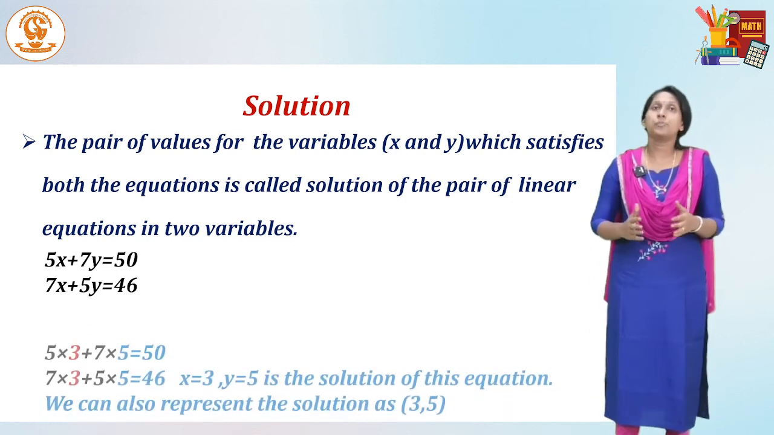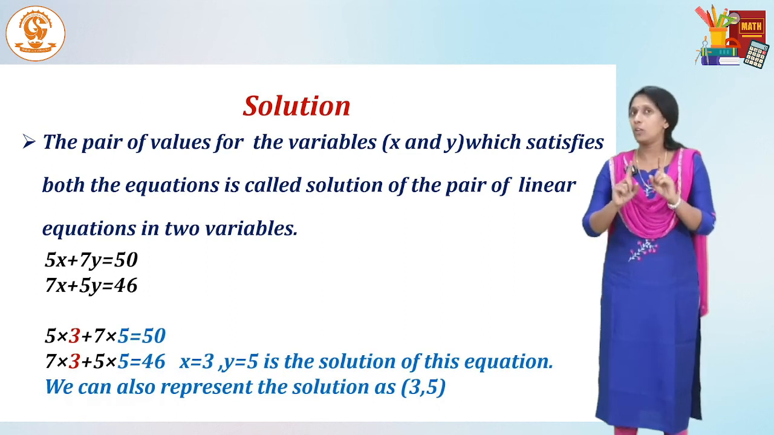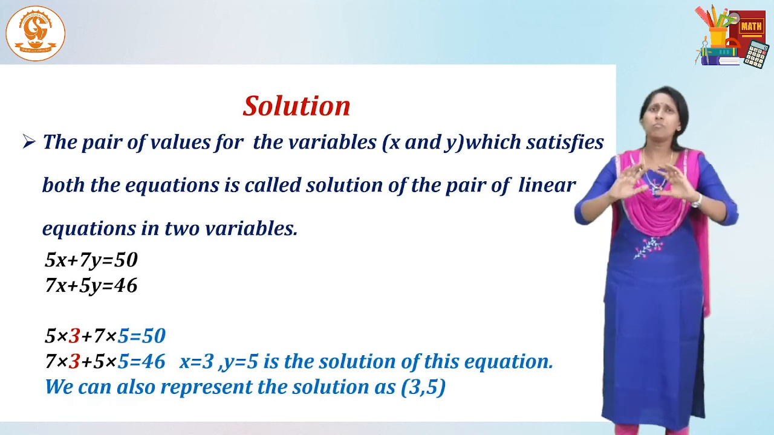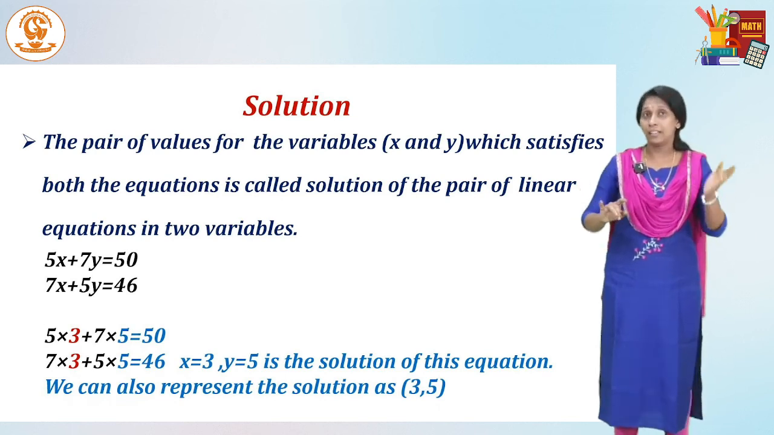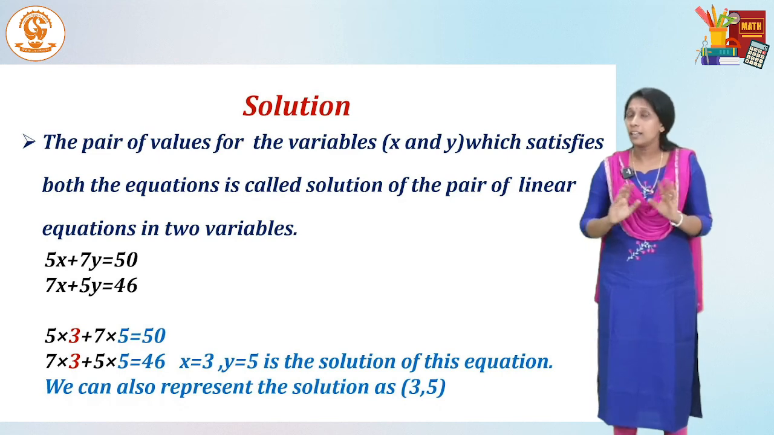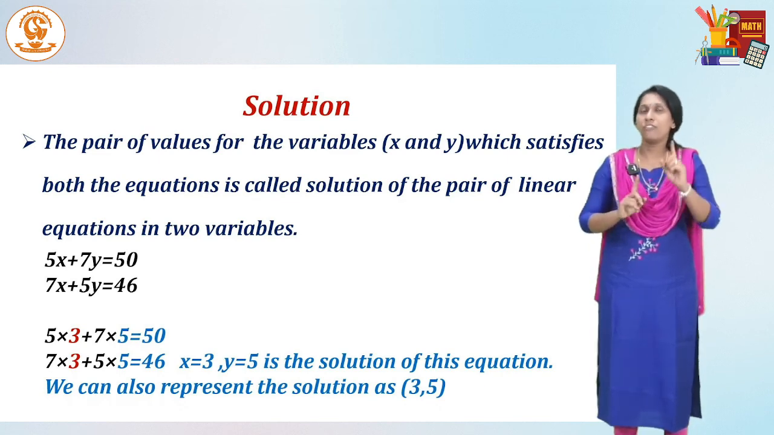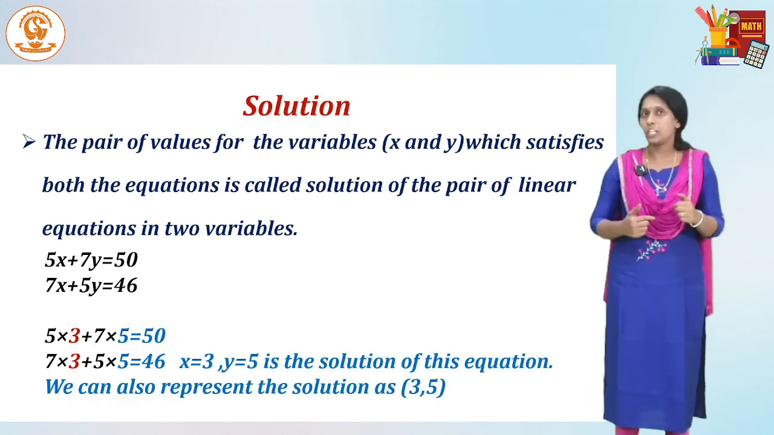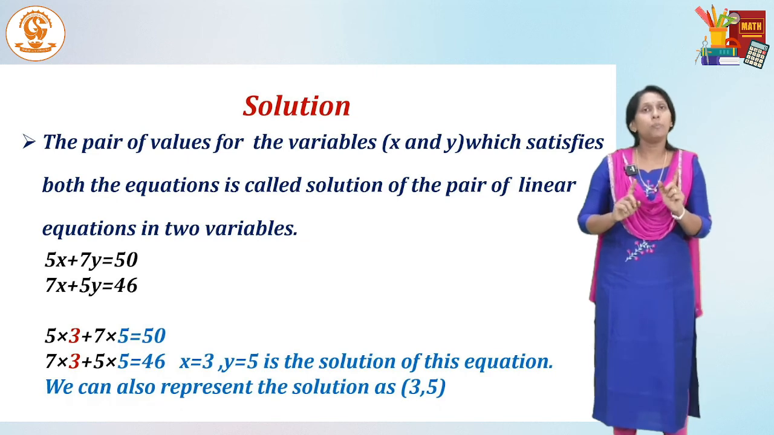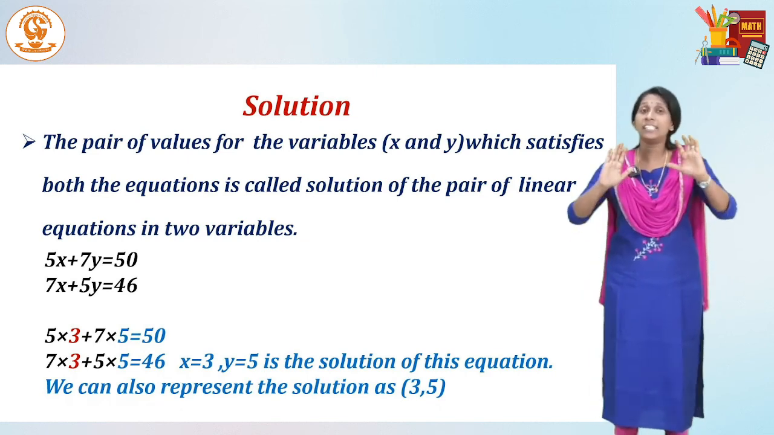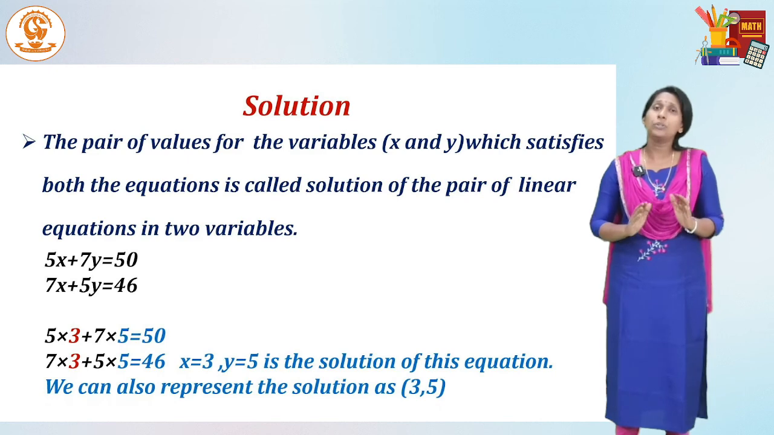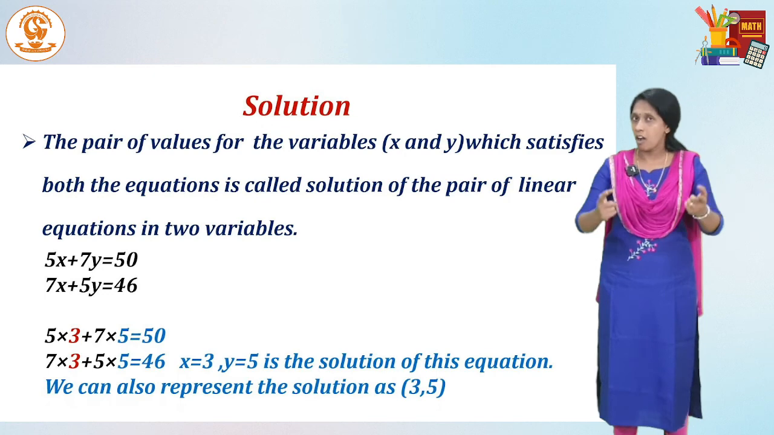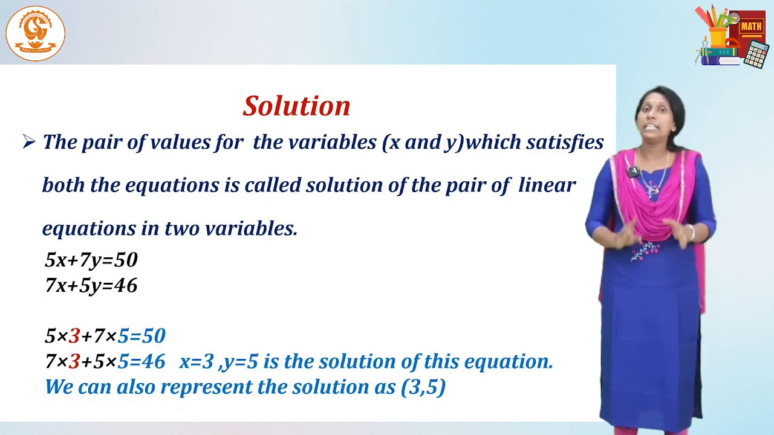When we substitute x equal to 3 and y equal to 5, you can see that both the equations are satisfied. What is the meaning of both the equations being satisfied? The left side and the right side are the same. So 5 threes are 15. 15 plus 35 is equal to 50. And in the second equation, 7 threes are 21. 21 plus 25 is equal to 46. So we can say that x equal to 3 and y equal to 5 is the solution of the given pair of linear equations.